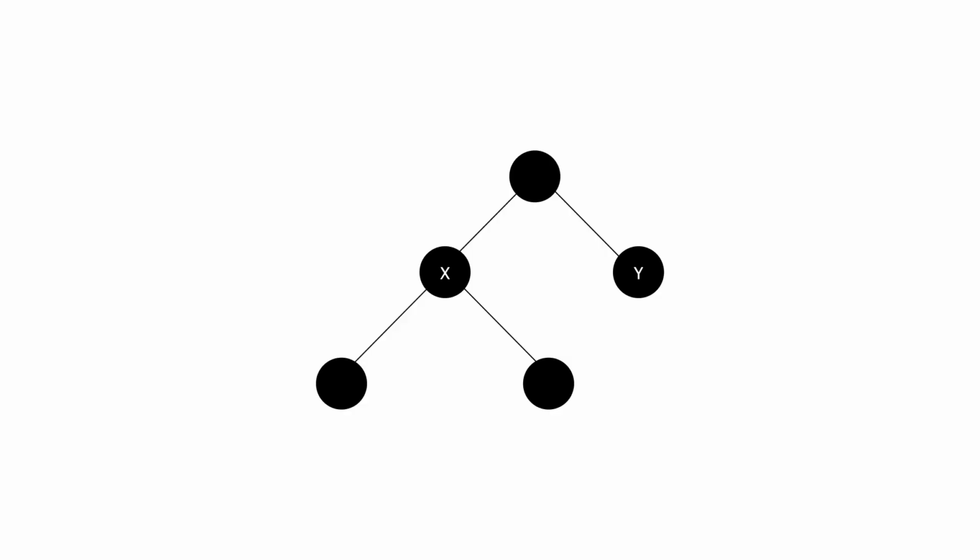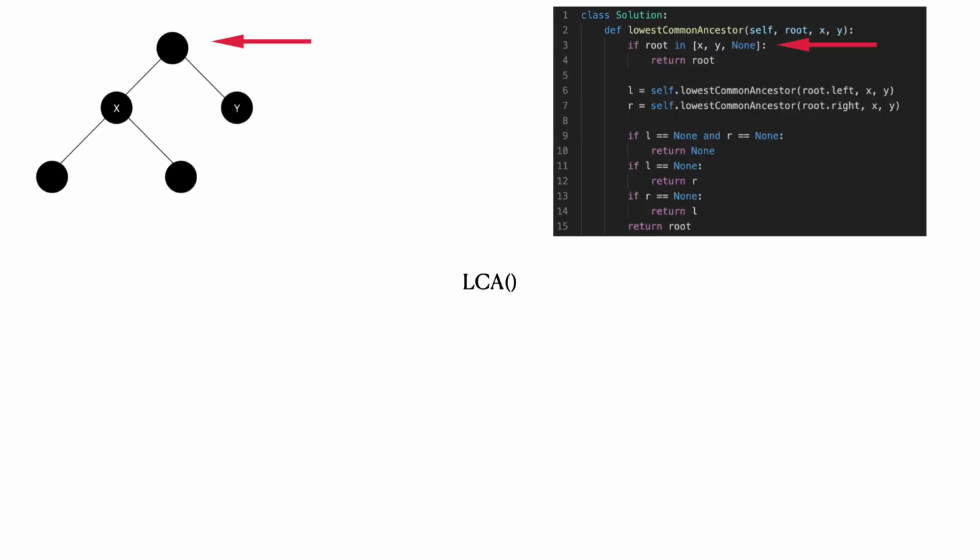Let's test with this tree. Because the root node is not one of X, Y and null, stay at line number 6 and do recursion with the left node. Now let's focus on the node X. Because it is X, let's return it. Now let's call the right node, and stay at line number 7. Because the node is Y, let's return it.